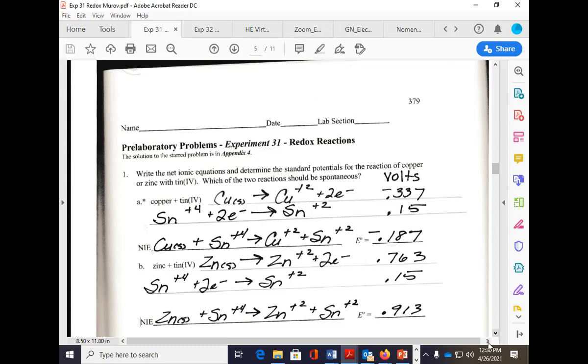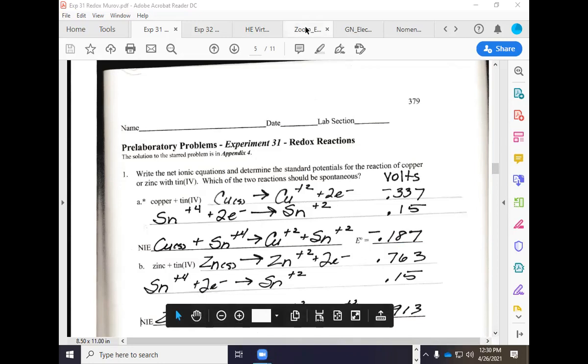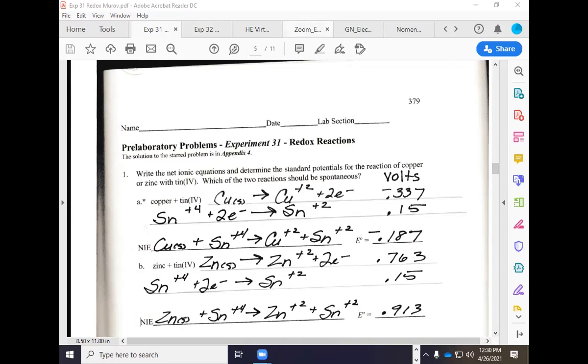Okay, so now it's asking us another question. Now, keep in mind, we're in a brand new chapter, so keep an open mind. It's asking us this: which of the two reactions should be spontaneous? And we're going to have to look at this and compare it to this. The difference between them is the sign. And so let's see which one is spontaneous.